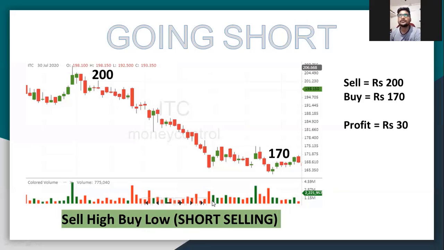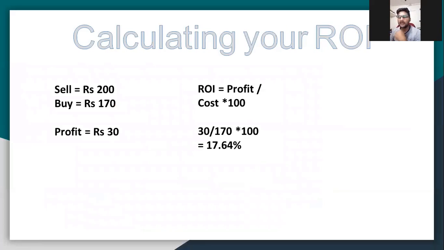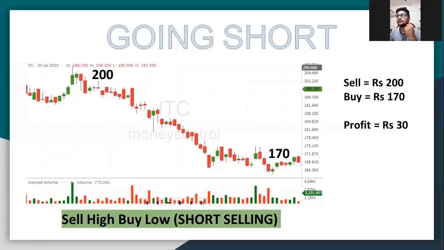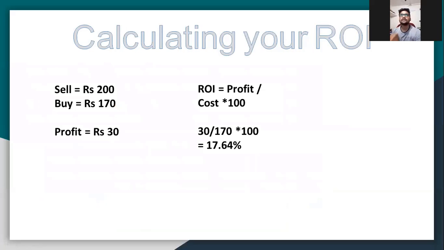So let's move forward. Now, how do you calculate your return on investment? Suppose you sell a stock at rupees 200, like in this case, where you sell high and buy low. This is short selling, and you sell at 200 and buy at 170, right? So what happens after that? You make a profit of rupees 30. So how do you calculate your return on investment?